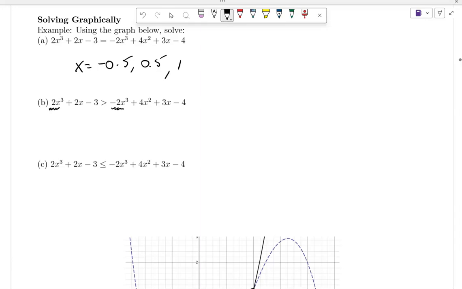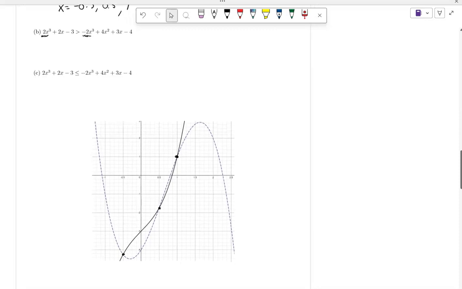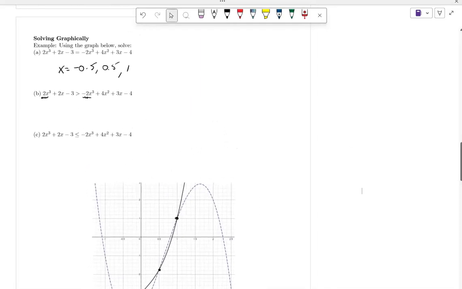The negative sign flips it upside down, so the negative one should go from upper left to lower right, right? Okay, so let's look at your graphs. The solid line is going from lower left to upper right. The dashed line is going from upper left to lower right.